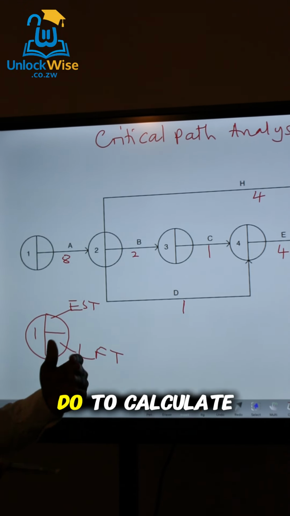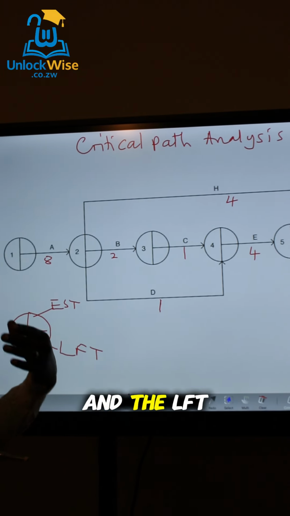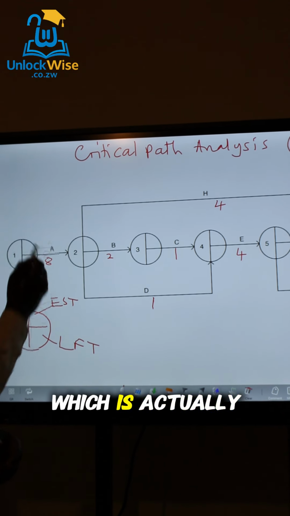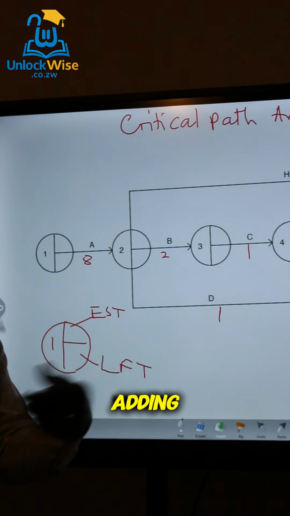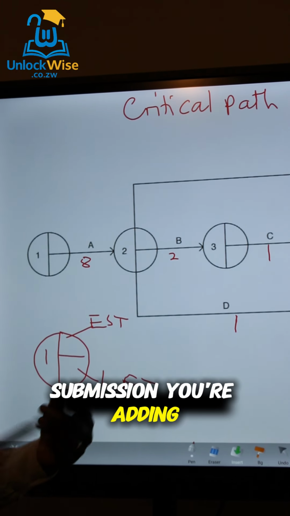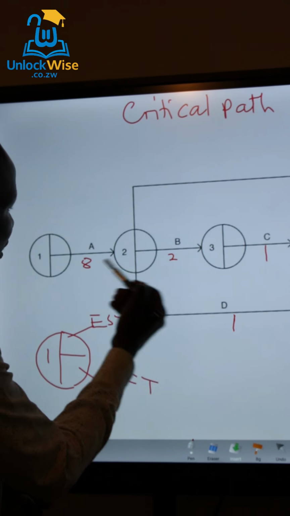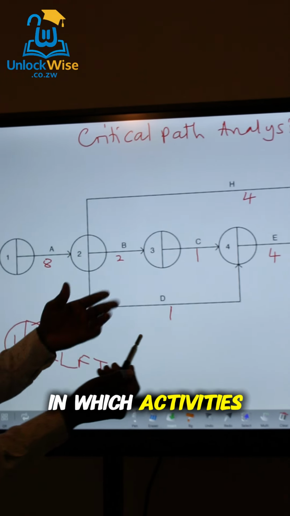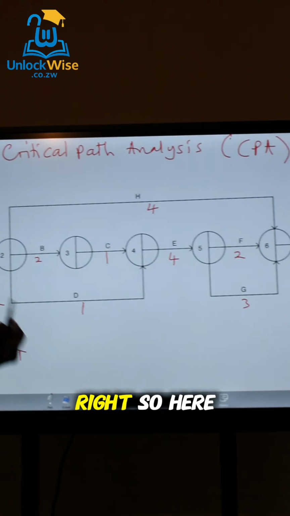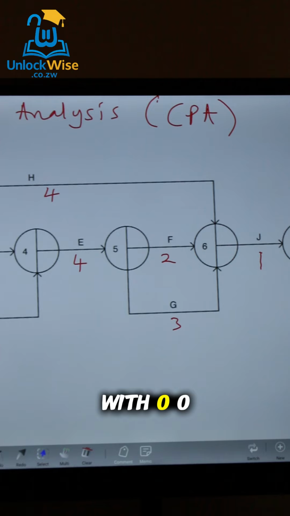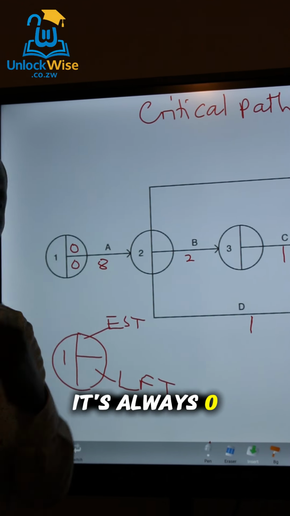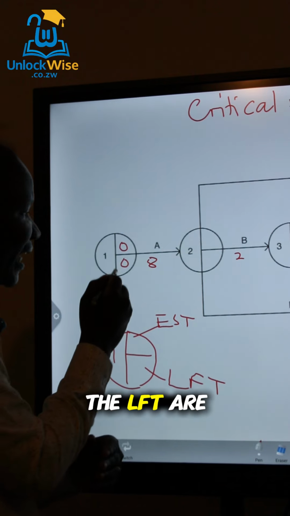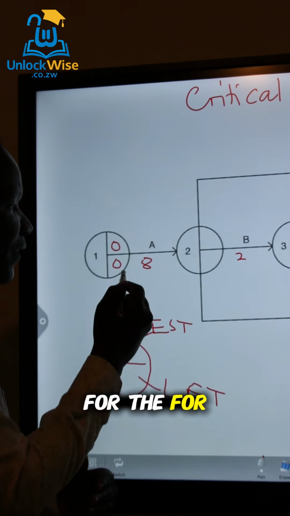So I want to teach you how to calculate the EST and the LFT. To do the EST, which is the one that is here on top, it's a simple thing. You are simply going to be adding, it's a summation. You are adding the duration. These are duration or days in which activities are supposed to be completed. Right, so here we start always with 0, 0. So node number 1 is always 0, 0. The EST and the LFT are the same for node number 1.